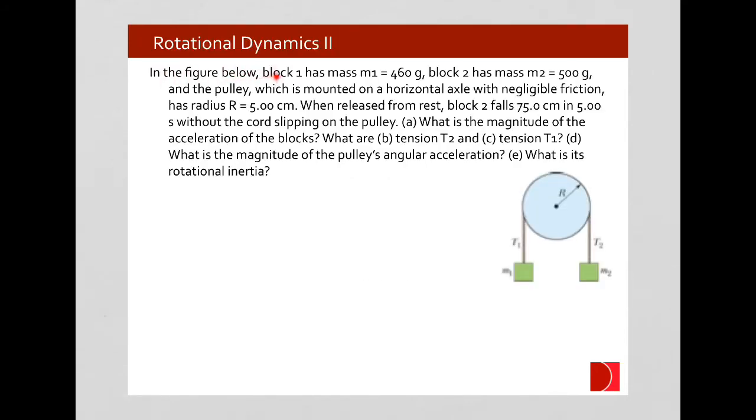In the figure below, block 1 has a mass of 460 grams, block 2 has a mass of 500 grams, and the pulley, which is mounted on a horizontal axle with negligible friction, has a radius of 5 centimeters. When released from rest, block 2 falls 75 centimeters in 5 seconds without the cord slipping on the pulley. What is the magnitude of the acceleration of the blocks?